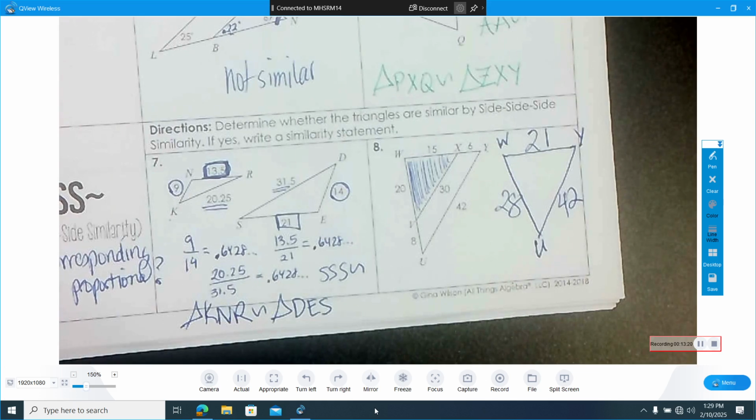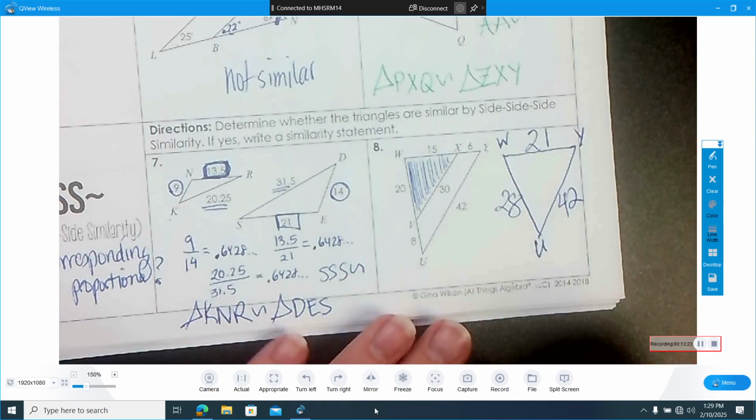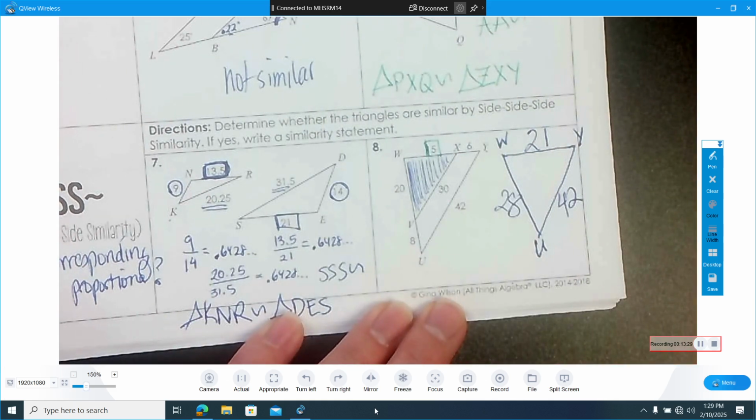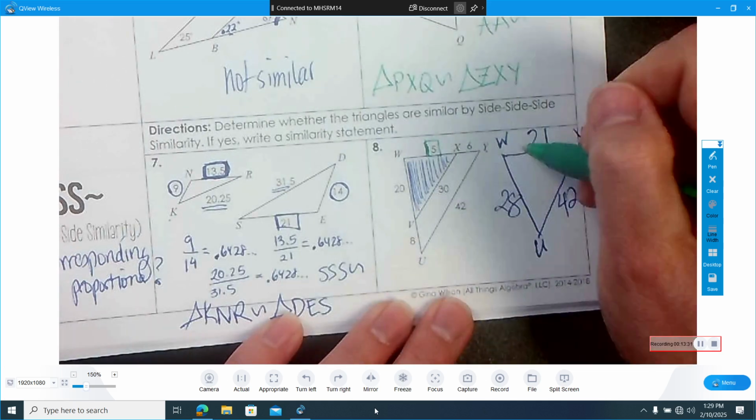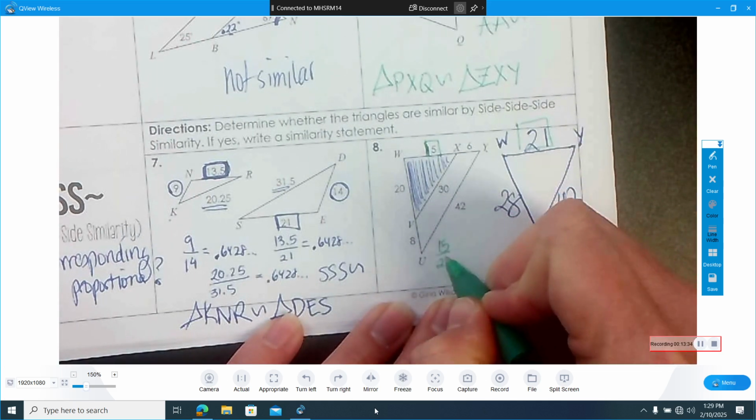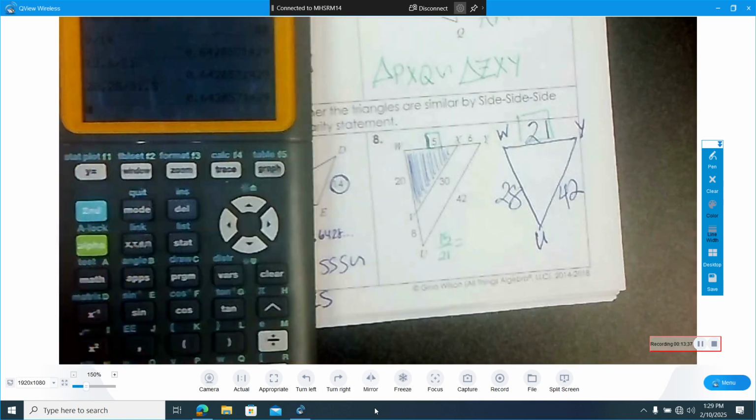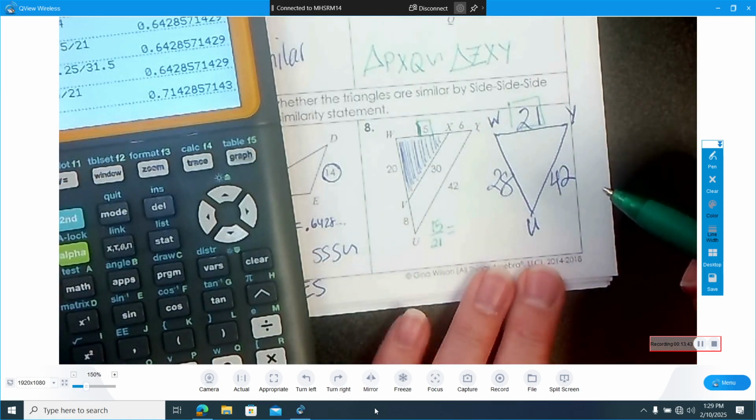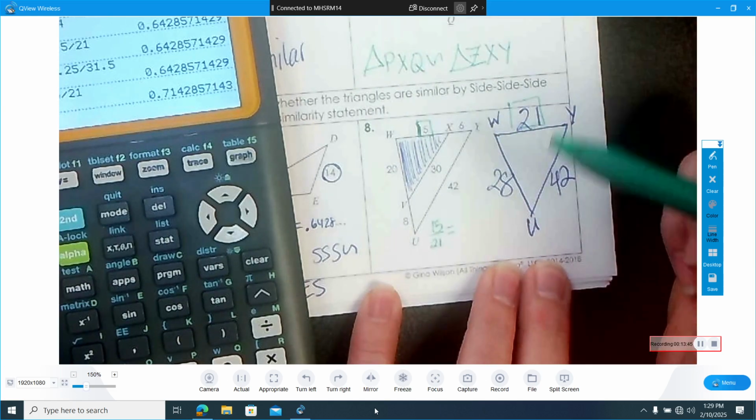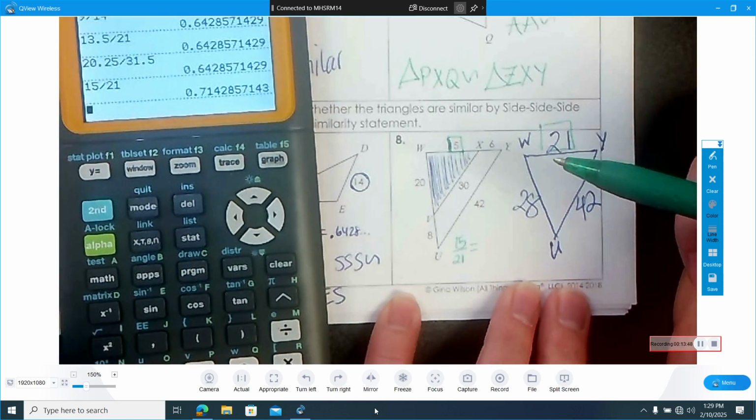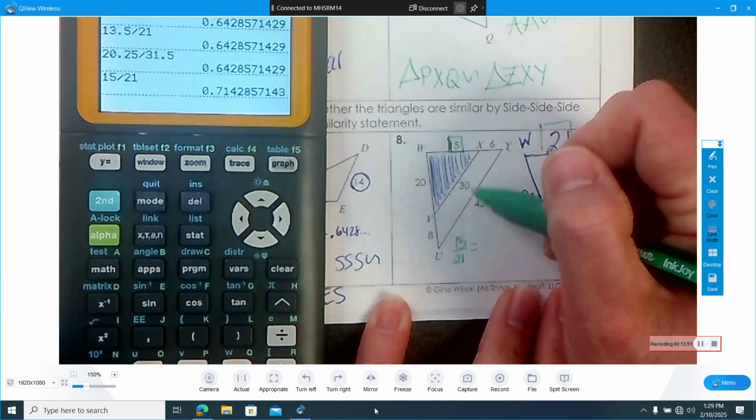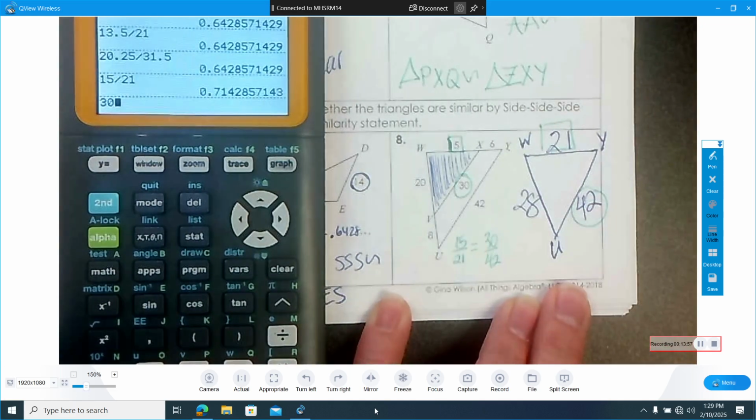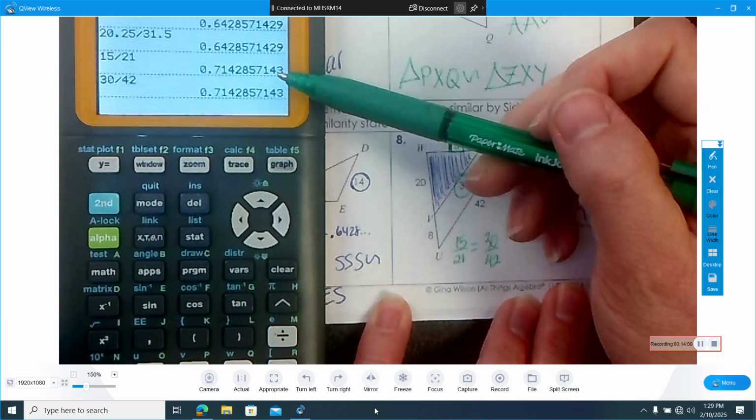I think that's going to help me figure out my corresponding sides a little better. My smallest side here is side 15. What side should I compare that to? 21. All right. 15 over 21. Let's see. 15 over 21 is 0.714. And I want to compare which side next? 30 over 42. All right. 30 over 42 is 0.714.